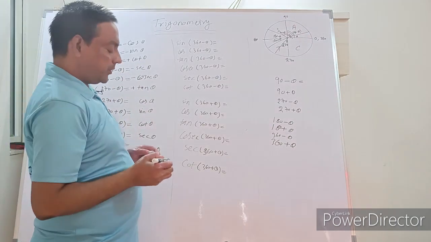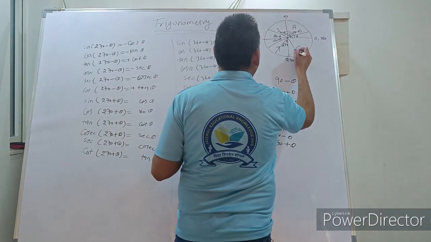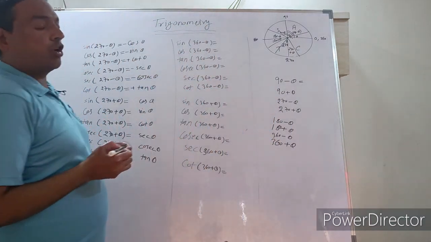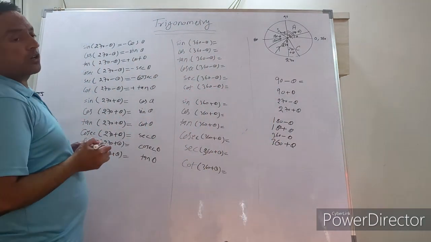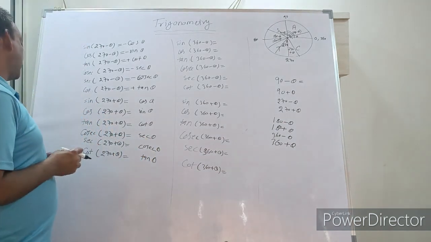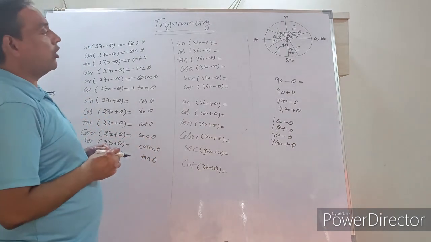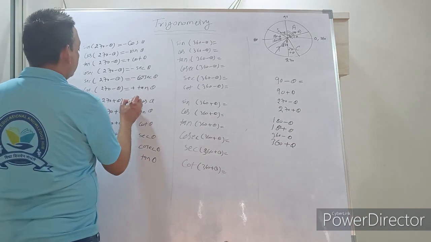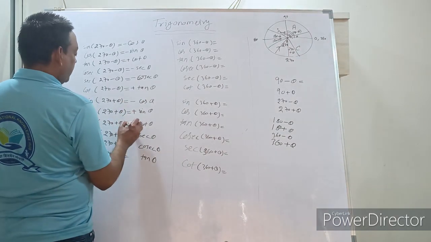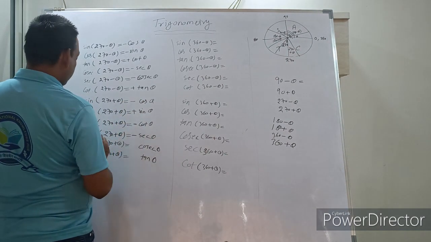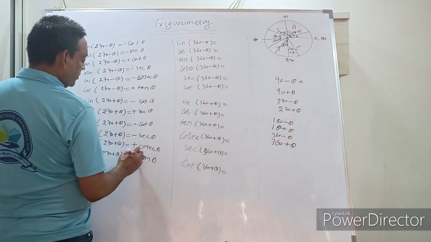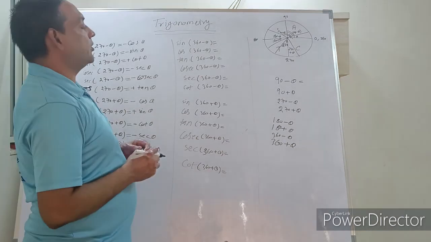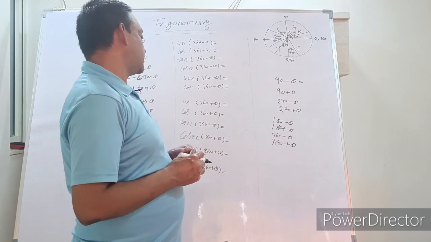Now 270 plus. This is 270, so 270 plus theta lies in the fourth quadrant. In the fourth quadrant only cos and its reciprocal, that is sec, are positive, and everything else is negative. So sine will be negative, cos is positive, tan is negative, cosec is negative, sec is positive, and cot is negative. Clear? Okay, and now the next one is 360 minus and 360 plus.